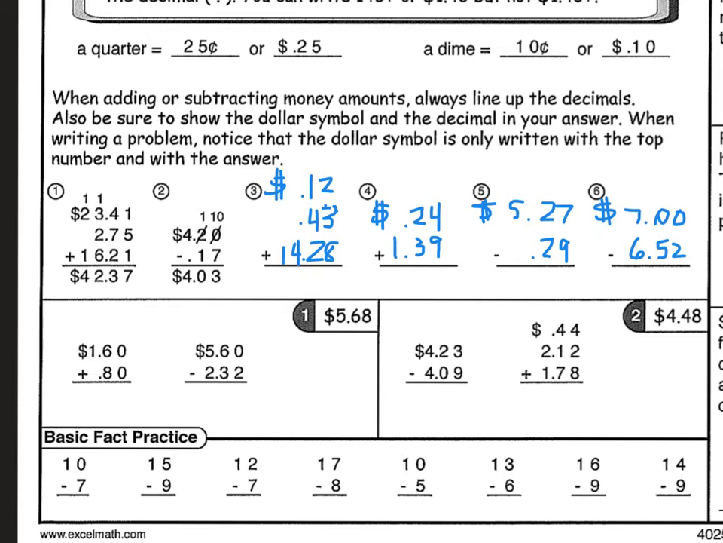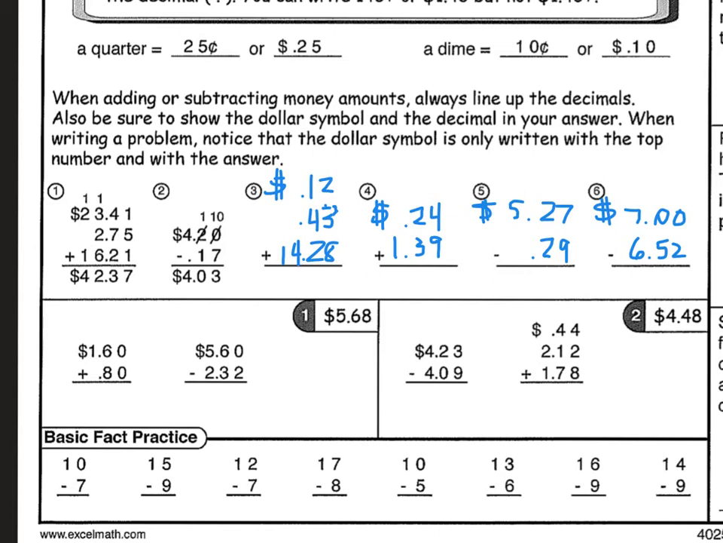14.28, and then go up to 0.43, and then go up above that and put 0.12 and put a dollar sign before that, 12 cents up there on the top number. Okay, you pause the video if I'm going too fast for you. Number 4, right above the line, put 1.39, and above that, put 0.24 with a dollar sign next to it.